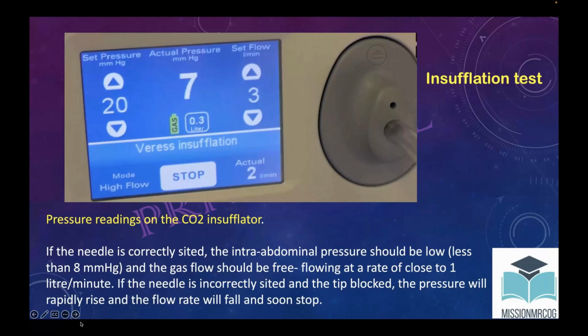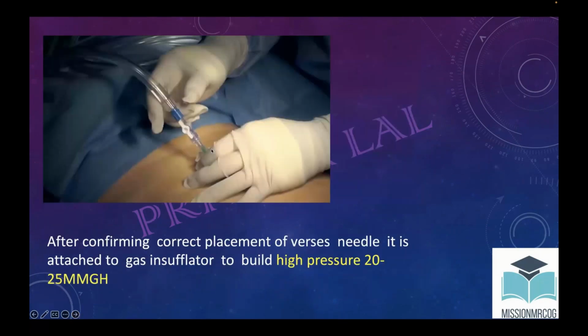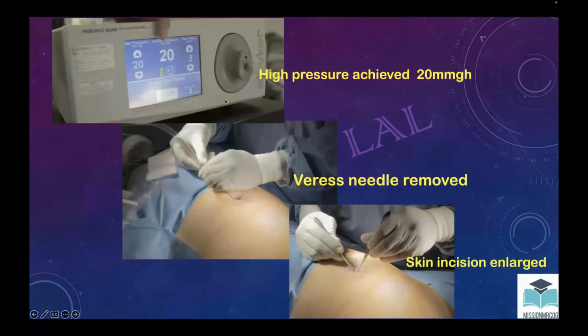Okay. After that, now the needle insertion. This is the carbon dioxide insufflator tubing. After it is confirmed that the Veress needle is placed, you set the pressure to high, 20 to 25 millimeters of mercury, because high pressure entry is recommended by the Royal College guideline. This decreases the chances of injury, as the air bubble for the insertion would be high. Now you can see the pressure is achieved here.